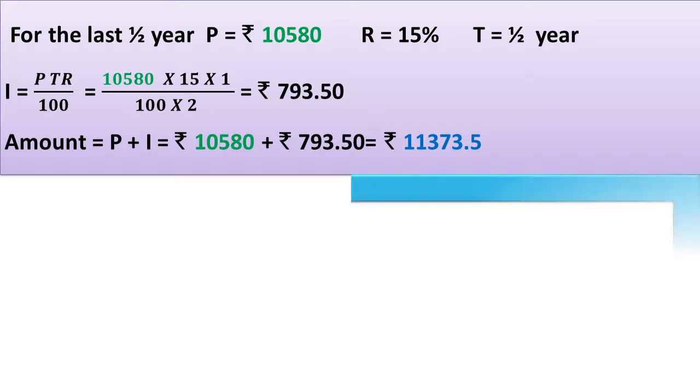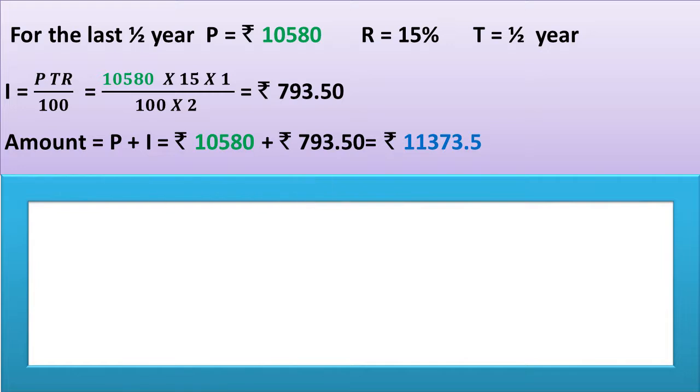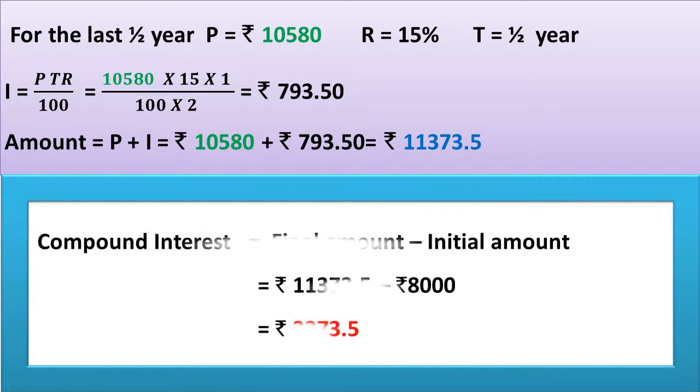So the amount at the end of the 2.5 years is 11,373.5. So calculate the compound interest to be paid by considering the total amount and the initial amount. Hence, the compound interest will be rupees 3,373.5.